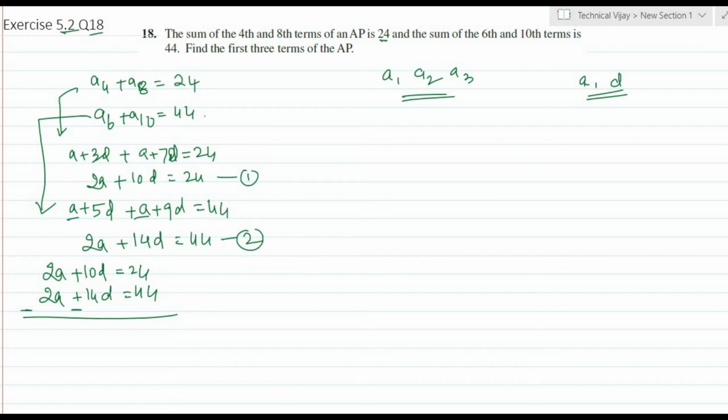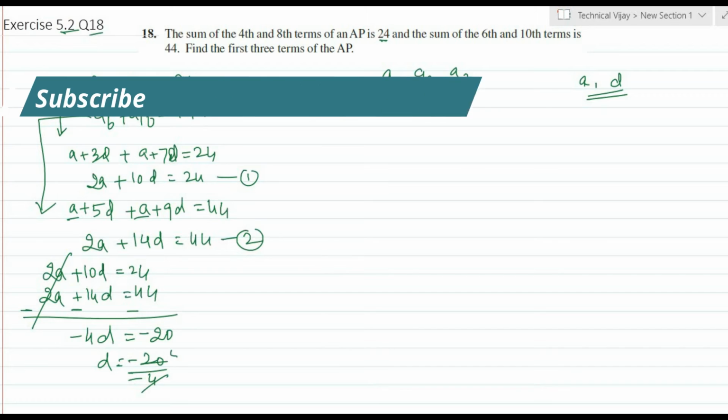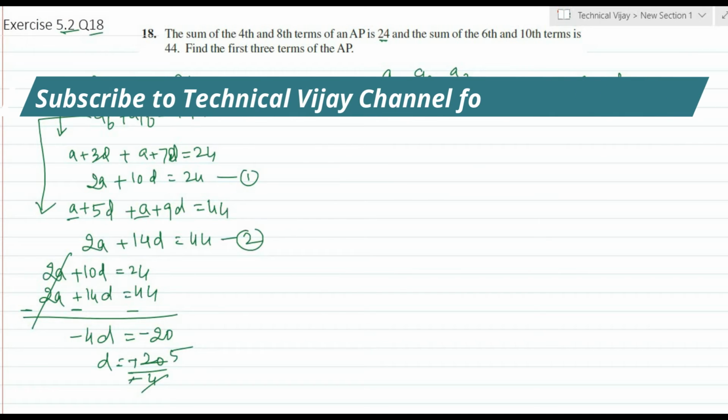That is, by changing the sign we can subtract. So 2A gets cancelled. Plus 10D minus 14D means minus 4D is equal to minus 44 plus 24, means minus 20. So D is equal to minus 20 divided by minus 4. 4 ones are 4, 4 5s are 20. So minus minus cancel. So D is equal to 5.